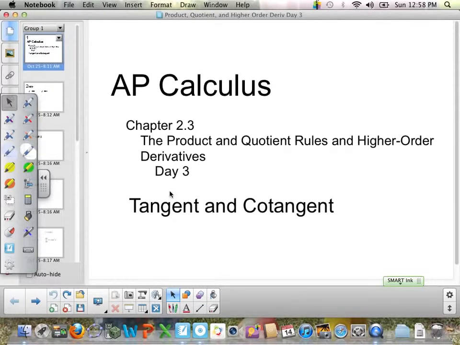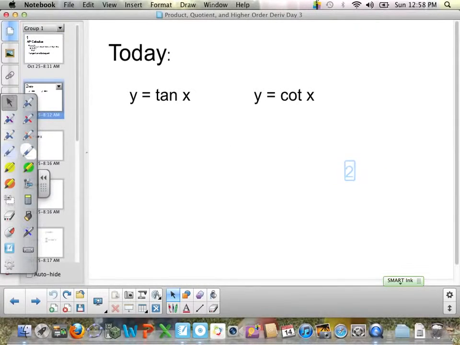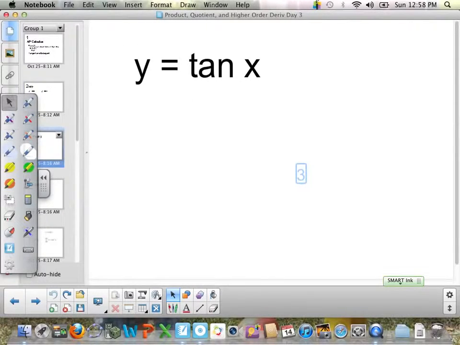Chapter 2.3, the product and quotient rules and higher order derivatives. Day 3. Today we're going to focus on finding the derivative of tangent and cotangent. So let's start with tangent.